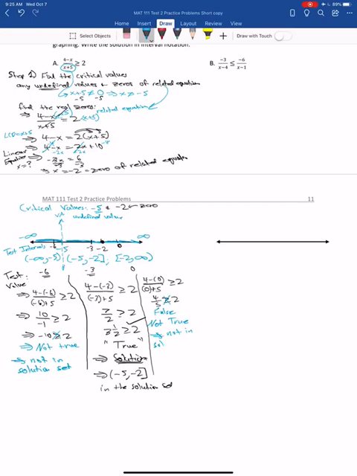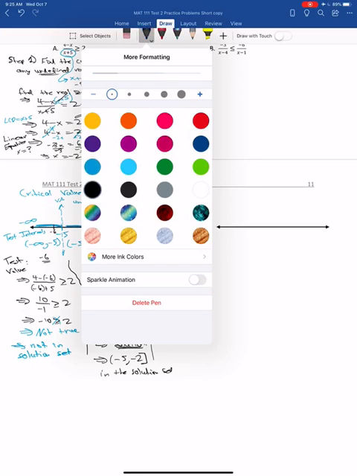Now, with that said, we've got one interval: all x values greater than -5 and less than or equal to -2. So looking at the solution set of this problem, that is it.